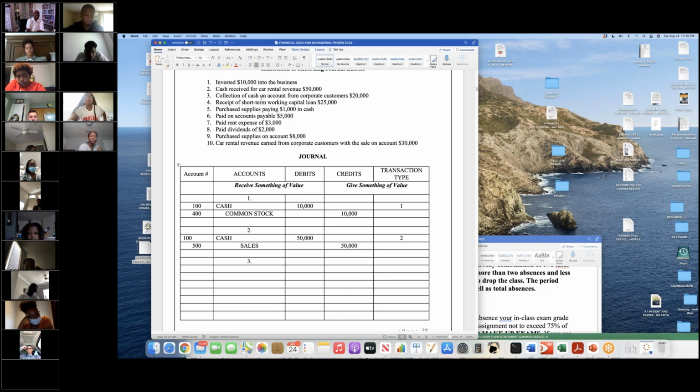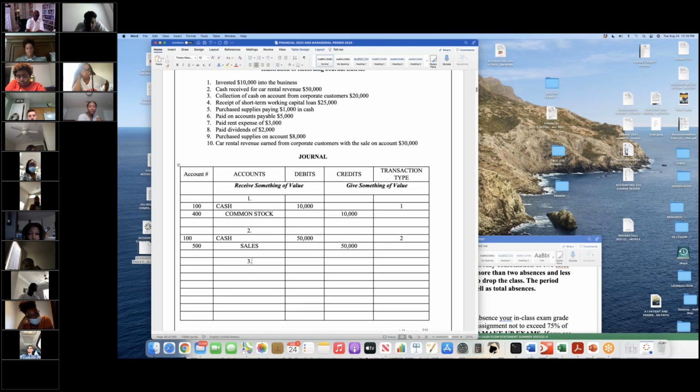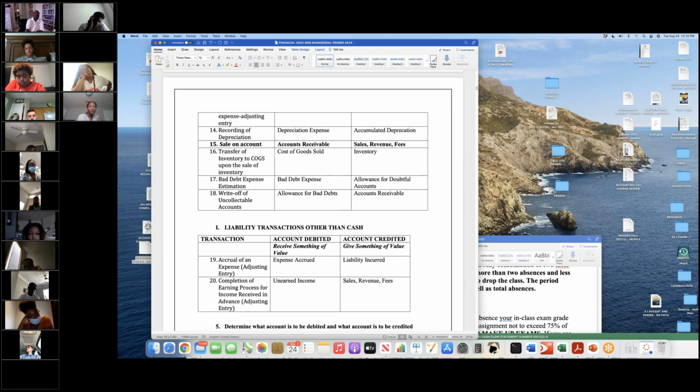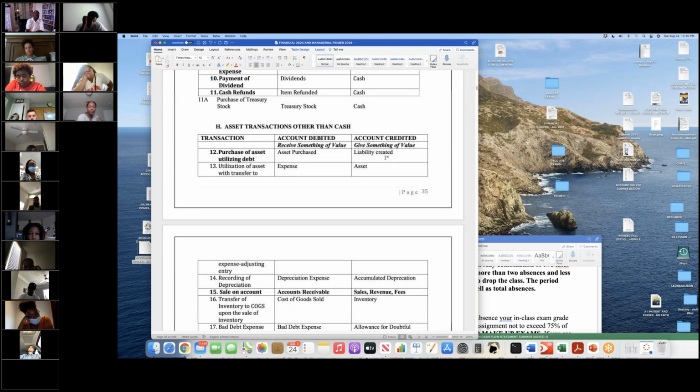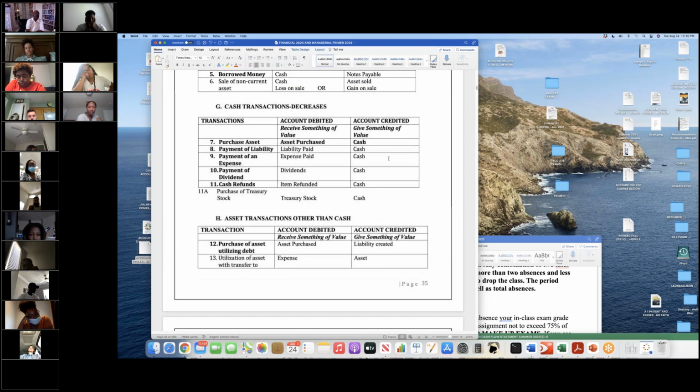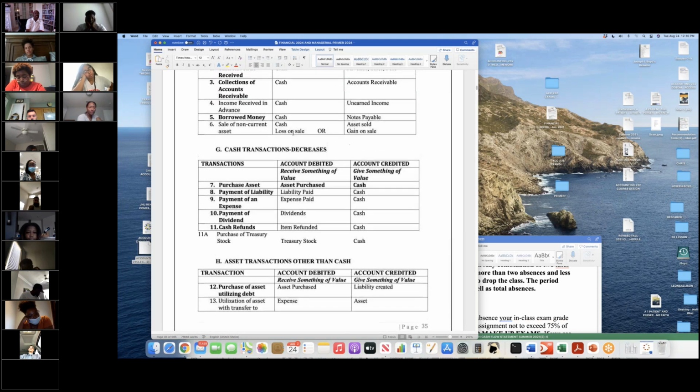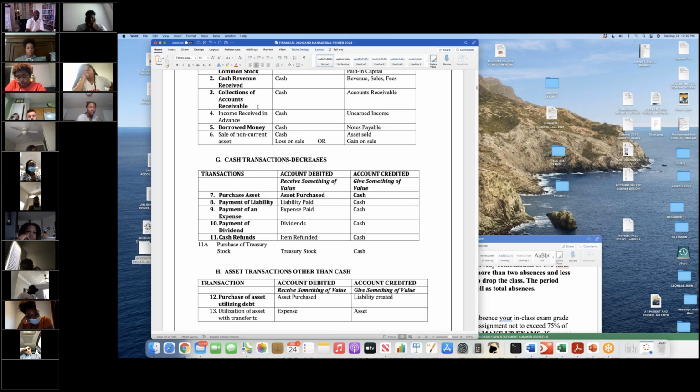And it says, I collected cash on account from corporate customers. So I go back up here to my types. I'm kind of going in order. Collection of accounts receivable, cash, that's the cash from corporate customers. That's the type 3 transaction. It says I debit cash and I credit account receivable. So you see, once I get the type, it's telling me what account to debit, what account to credit.